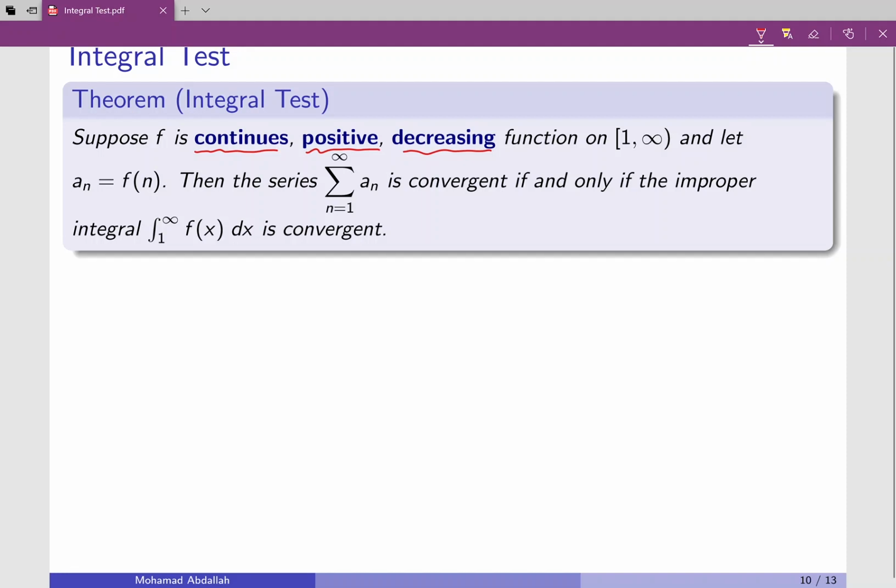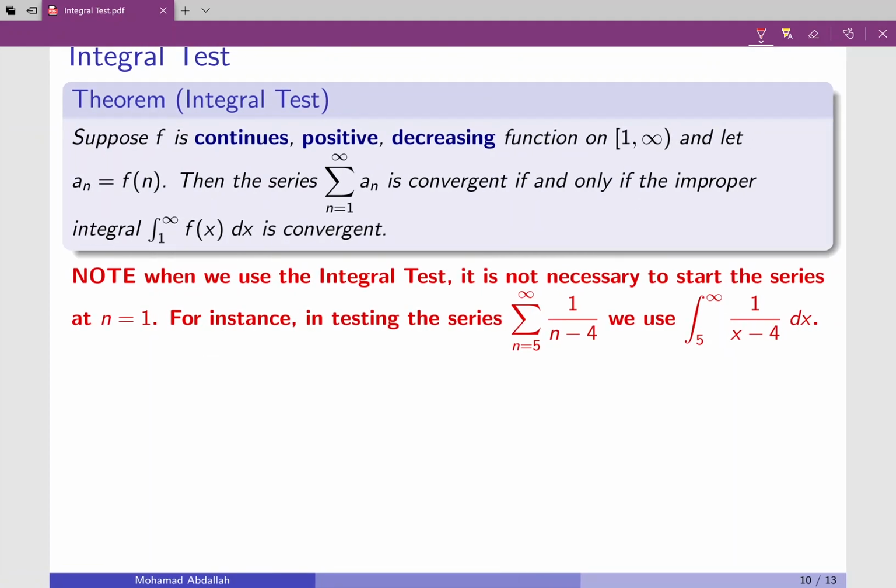So it says the following: the summation, if a_n equals f(n), the summation from n equals 1 to infinity of a_n is convergent if and only if the improper integral is convergent. So then it's going to be divergent also if and only if the improper integral is divergent. Okay.